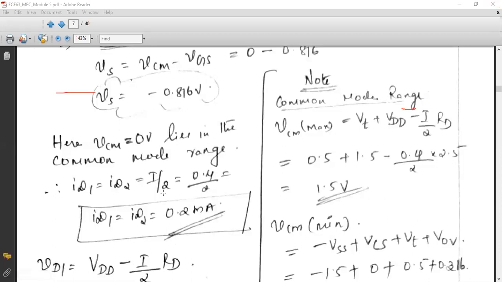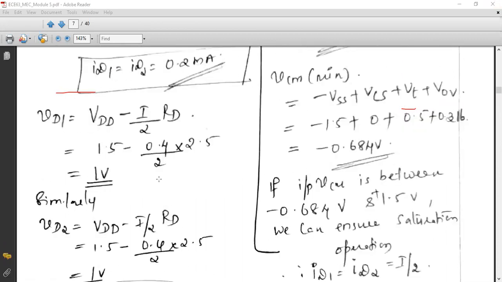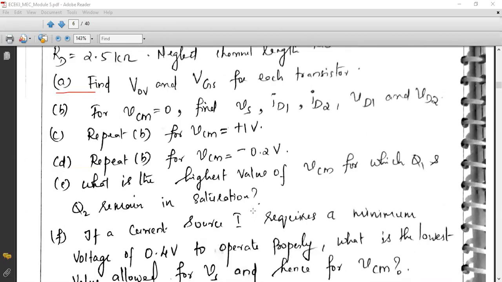Okay, so I hope you got the voltages VD1 and VD2, right? Both are same because the drop across RD is same. Even I have taken the same resistances, RD is same, and current is also same. Therefore, VD1 and VD2 are 1 volt. So is there any pending parameter that we need to find in case B? Yes, one more parameter, that is Vs. Already I have computed ID1, ID2, VD1, VD2.